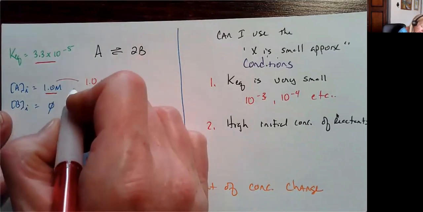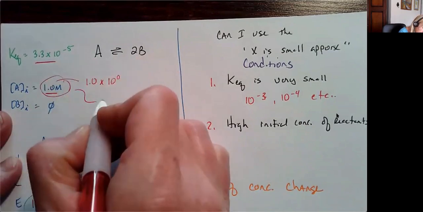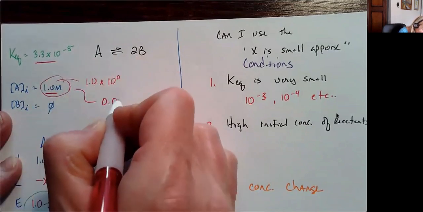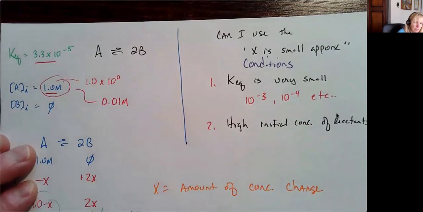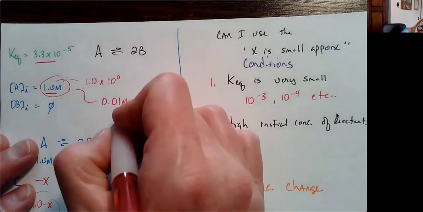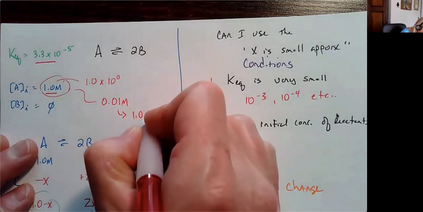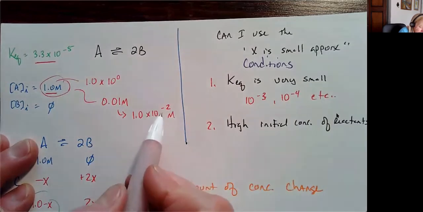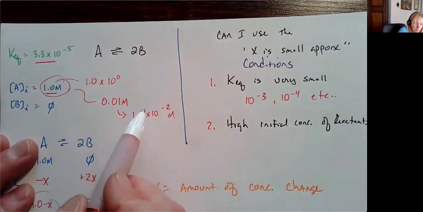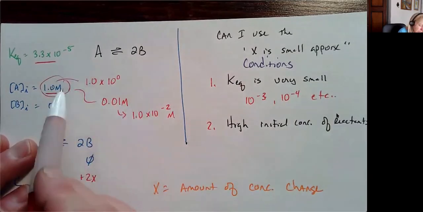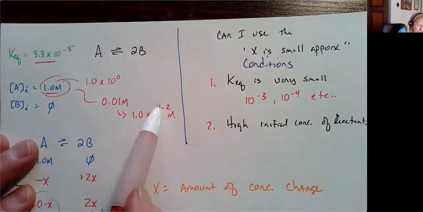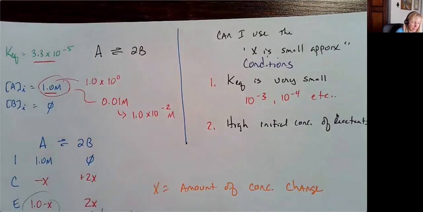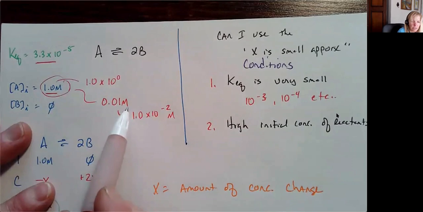If my A value, if this here was instead 0.01 molar, now I'm going to be iffy because this is not very large. And so if I convert this to scientific notation, this would be 1.0 times 10 to the minus 2. I'm still 10 to the 3rd apart, so it might be okay. I might still be concentrated enough to where I can use my x is small approximation, but I'm right on that cusp, so I'm probably going to check them.